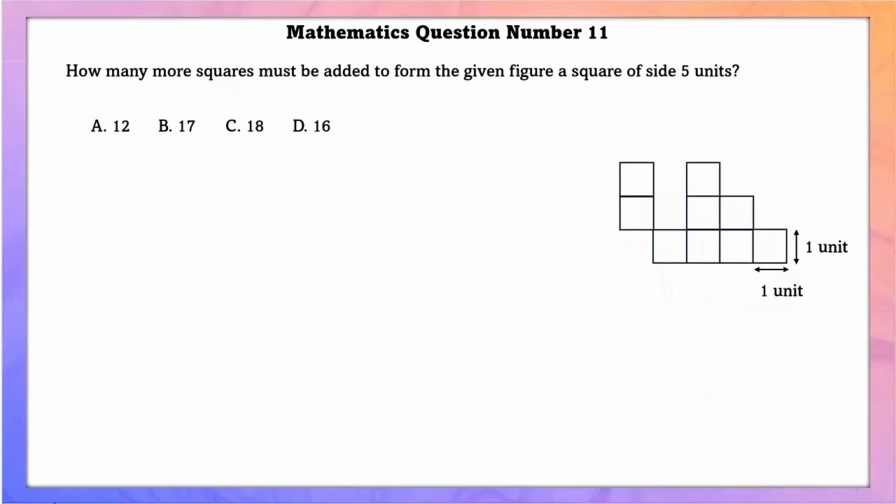Mathematics question number 11. How many more squares must be shaded to form the given figure a square of side 5 units? Right now this square has a side of 3 units, seen lengthwise. Now, in order to make this 5 units, we have to first fill the gaps and add 2 more rows from the bottom in order to make this square a 5 unit length square.